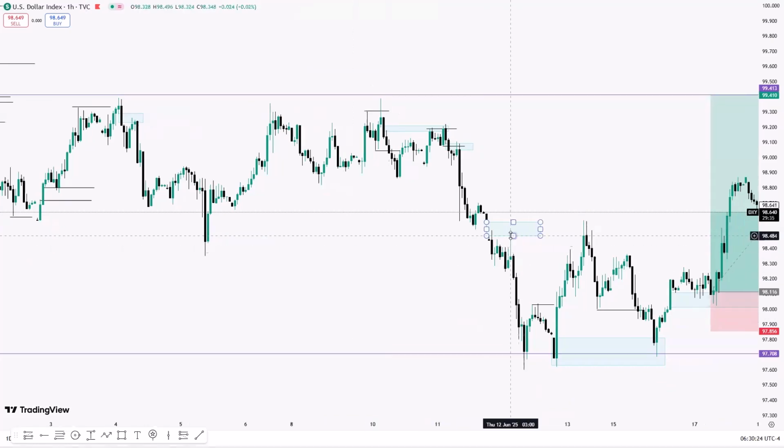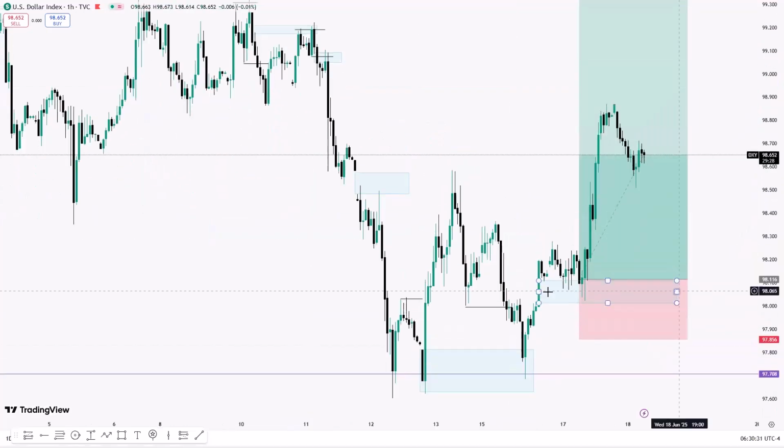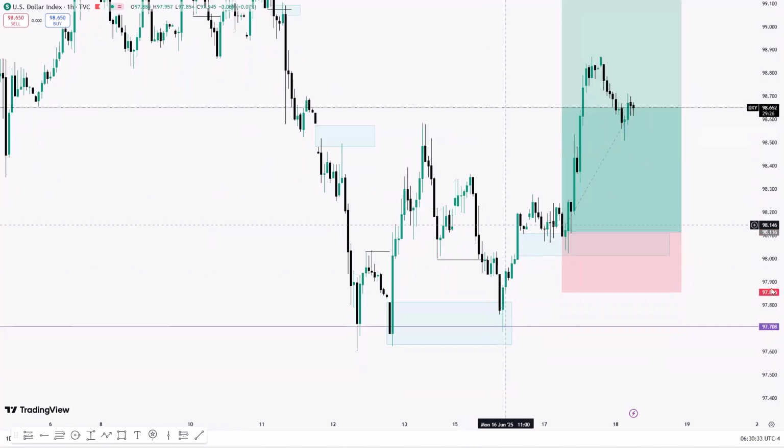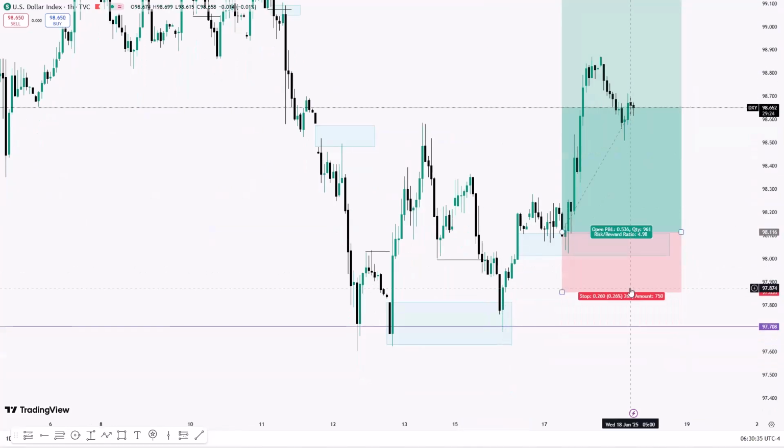Did you see that? The next day again, that's a fair value gap there. Entry, powerful. So it's a very powerful trading model.